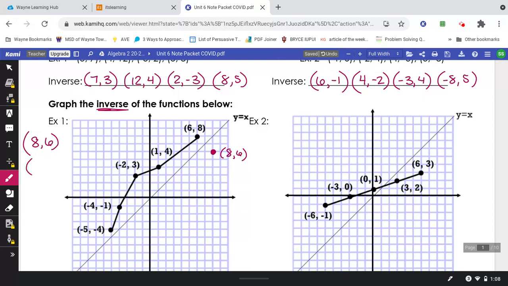Next one is 1, 4, which we'll change to 4, 1. Plot over 4, up 1. Negative 2, 3 becomes 3, negative 2. Go over 3 and down 2 to plot 3, negative 2. Negative 4, negative 1 becomes negative 1, negative 4. Left 1 and down 4.